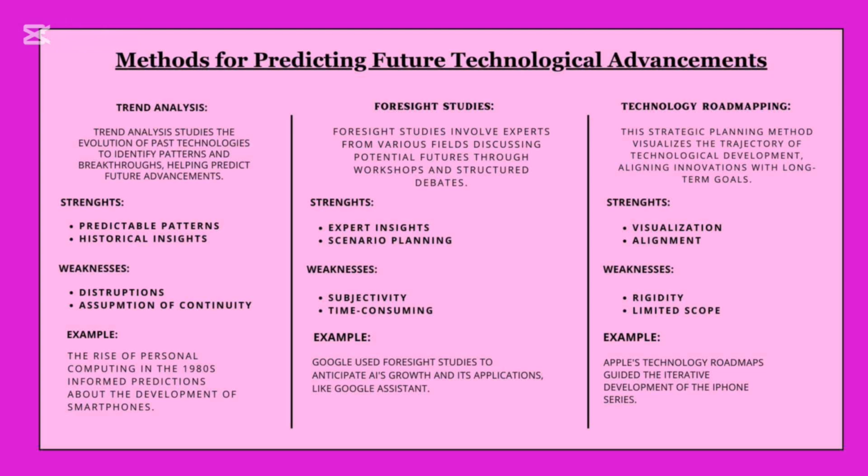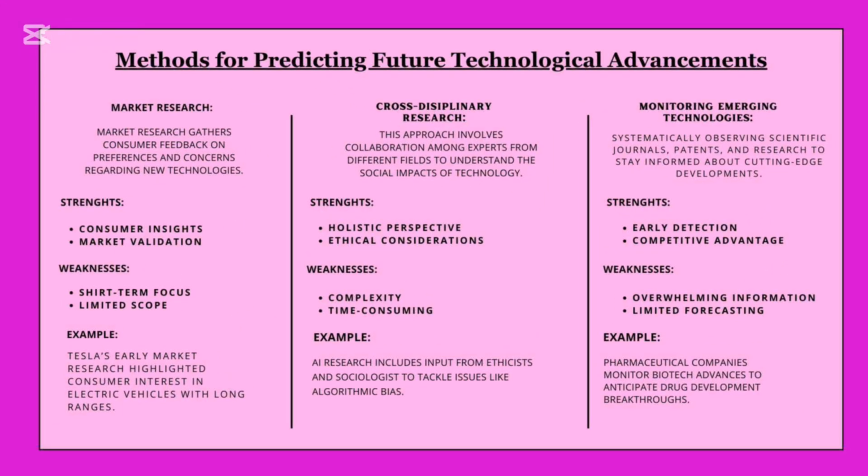Example: Apple technology roadmaps have guided the iterative development of the iPhone series. By aligning their technological advancements with customer needs and market trends, Apple has successfully maintained its competitive edge in the smartphone industry. Market research. Market research is a systematic process of gathering and analyzing consumer feedback regarding their preferences, concerns, and expectations related to new technologies.